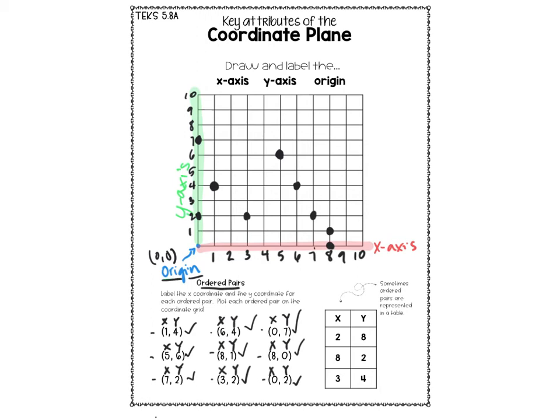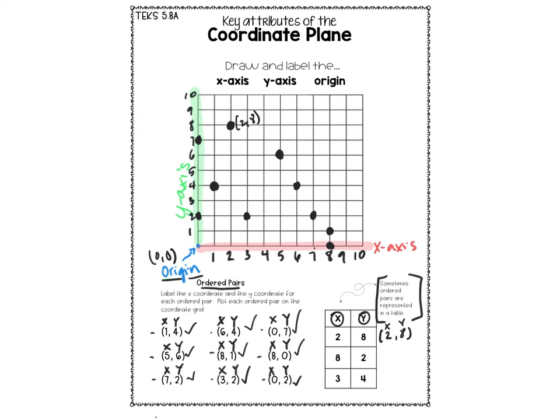Now, if you look at this box here, it's important to note that sometimes ordered pairs are represented in tables. This table here has 3 different ordered pairs. We have an x column and a y column. The number under the x is your x number, and the number under your y is your y number. So if you look at this first one, you have 2 in the x and 8 in the y. So your ordered pair for that one is 2, 8. That tells us that we start at the origin, we go to the right 2, and we go up 8. 2, 8.